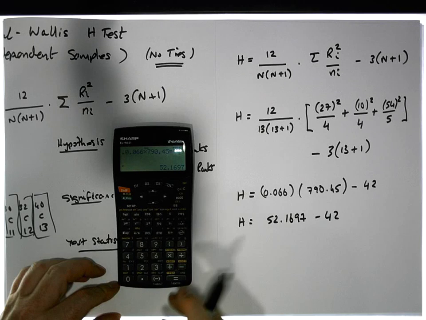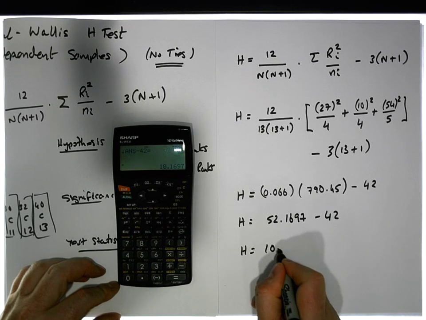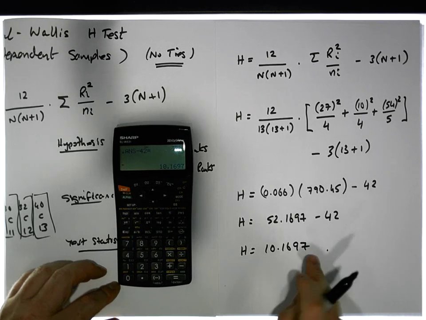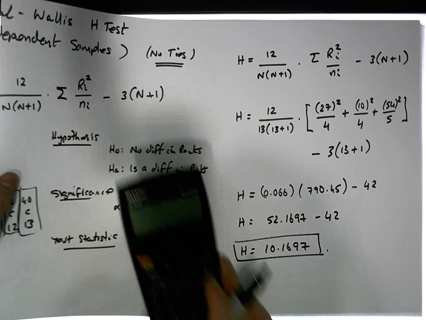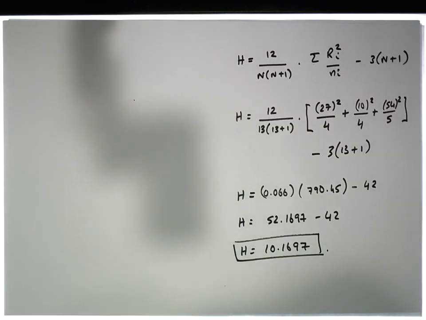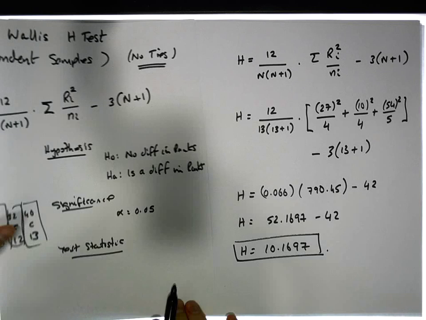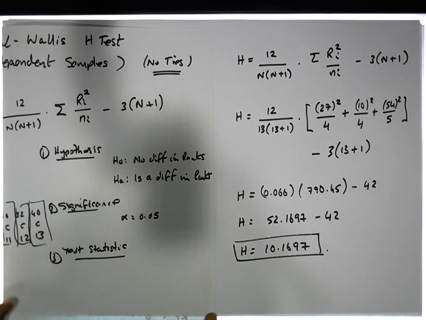from that. So minus 42 gives us a test statistic of 10.1697. So that's the magnitude. This is the magnitude of the differences in the ranks. Okay. So what we need to do now is this: we've just done step 1, 2, and 3, our test statistic.